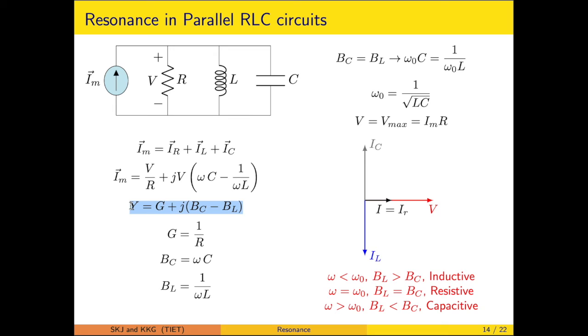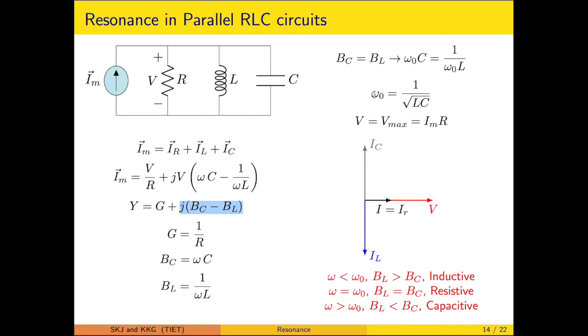Now you can easily make a comparison that in case of series RLC, we obtained Z is equal to R plus j(XL minus XC). So the simplified expression can be analyzed likewise. Now in this particular case, the resonance condition will hold true when this reactive term is coming out to be 0, and that is possible when BC is equal to BL.